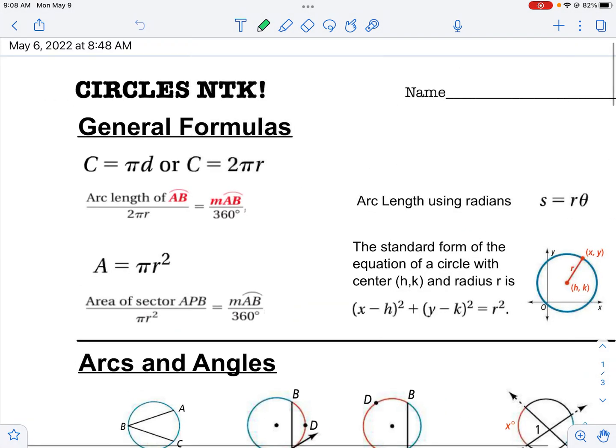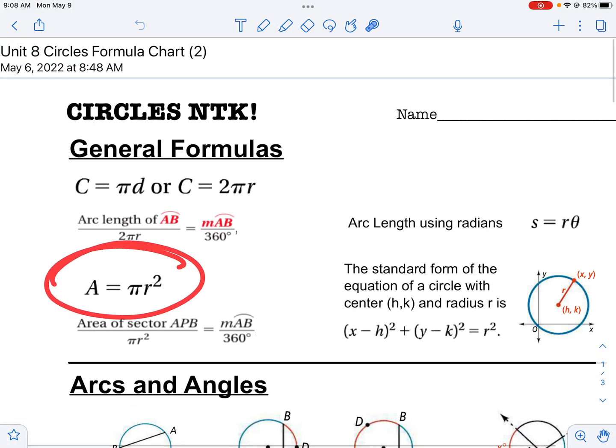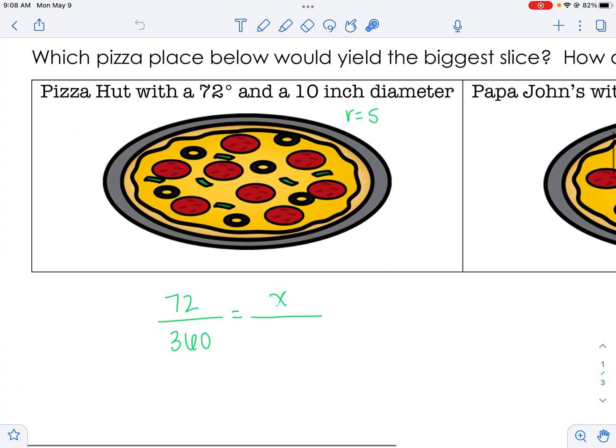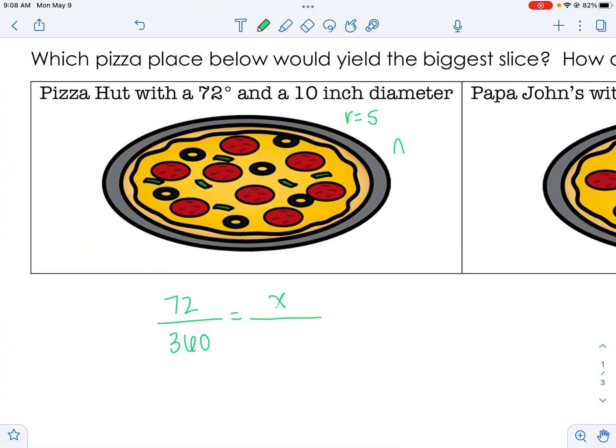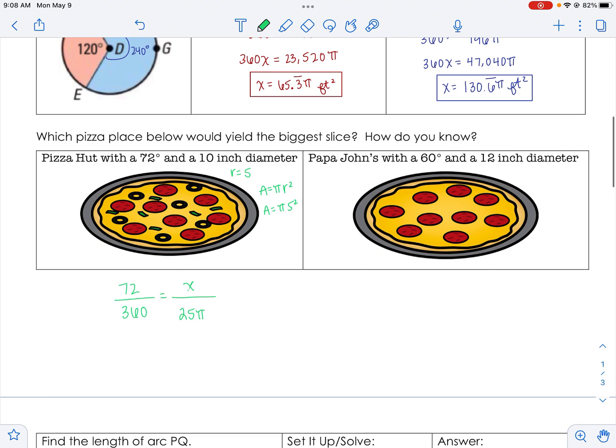And if you can't remember your formulas, just remember they're on here. Area of a circle is pi r squared. So I'm going to go back. I'm going to do pi r squared. So to find the area of that, pi r squared would be pi times 5 squared, which would make that total area 25 pi. And in a second, I'm going to cross multiply and divide.